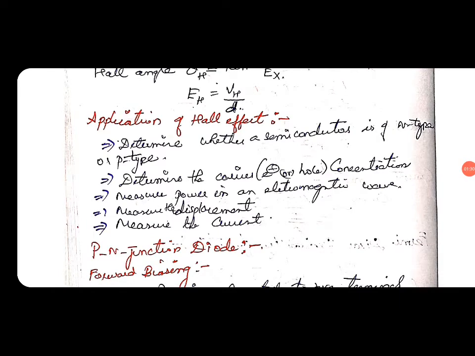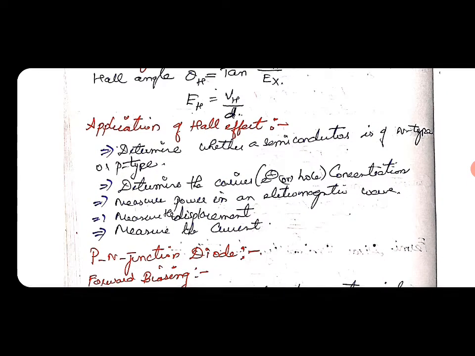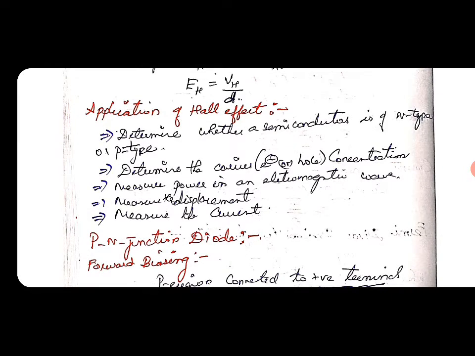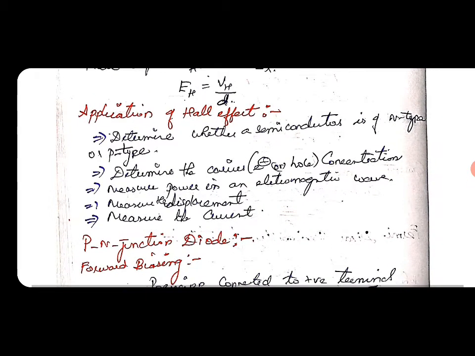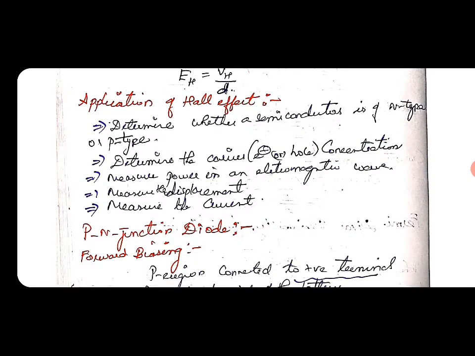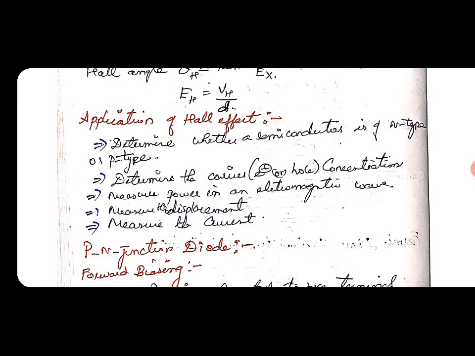Then we can see about the applications of Hall effect. Hall effect can be used to determine whether a semiconductor is N-type or P-type, and to determine the carrier, electron or hole, concentrations. It is also used to measure power in an electromagnetic wave, to measure displacement, and to measure current.